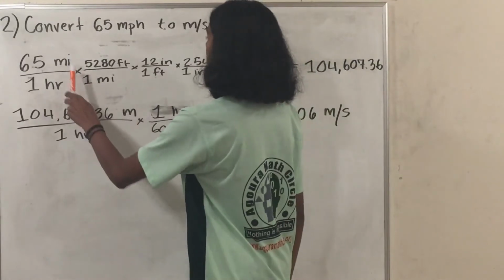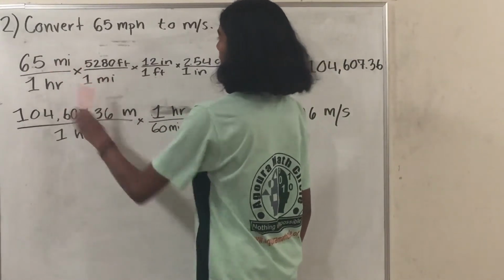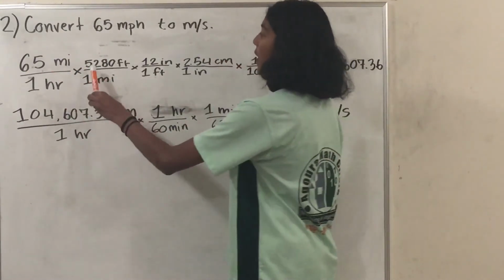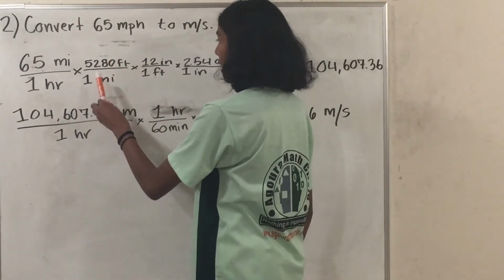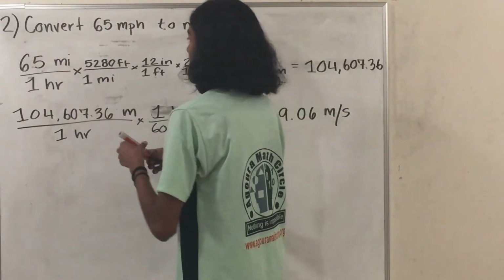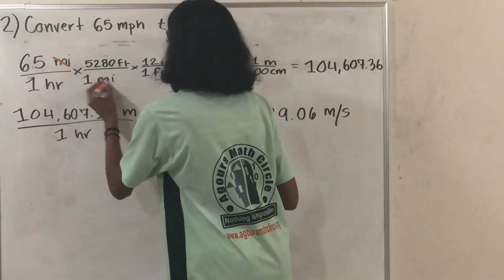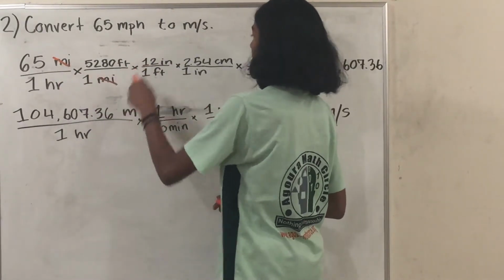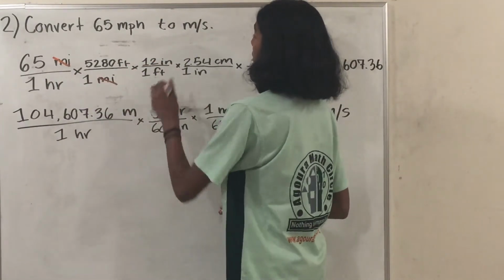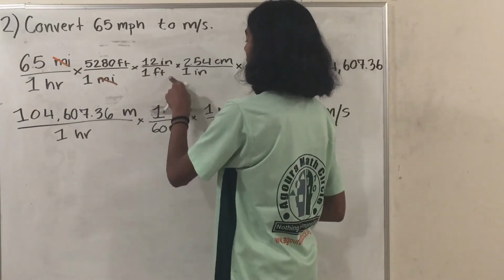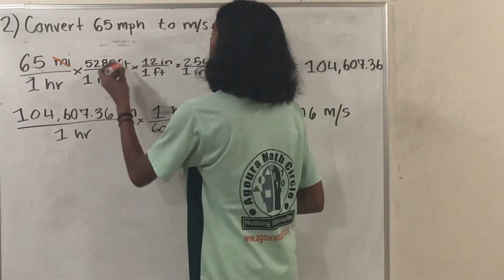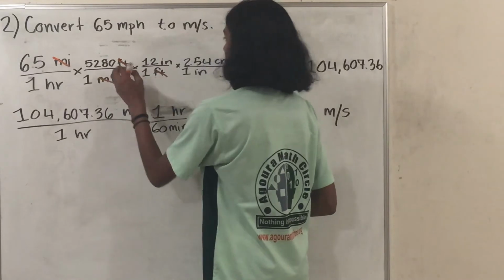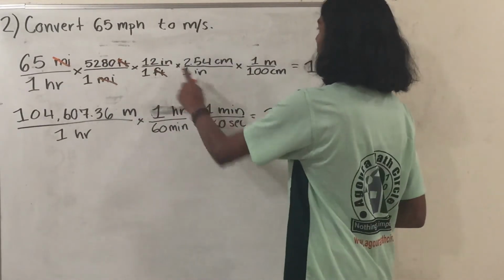So we're going to multiply this by a conversion factor, which is 5,280 feet in 1 mile. And this way the miles cancel out, and we're left with feet. Now we want to convert that feet to inches. So we're going to multiply by the conversion factor that there are 12 inches in 1 foot. So we're going to multiply by 12 and these feet cancel out. Now we're left with inches.